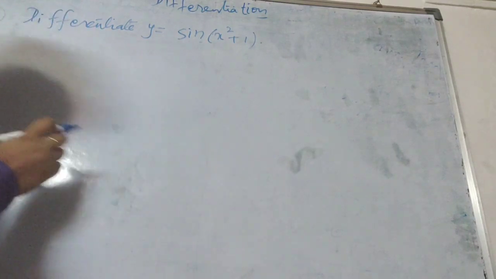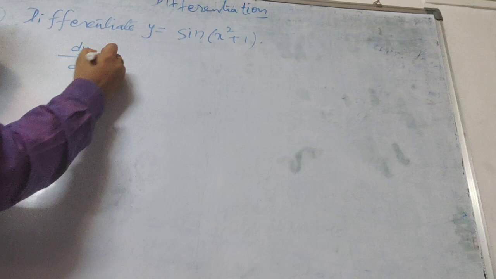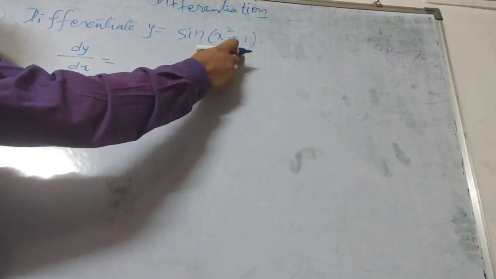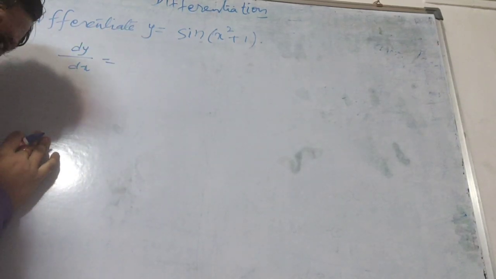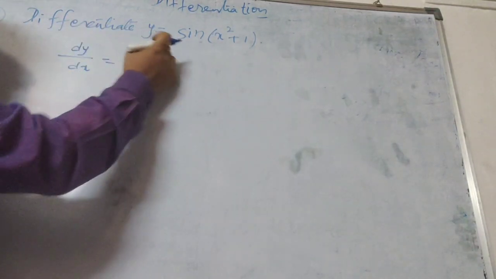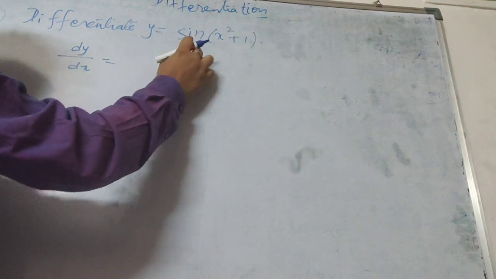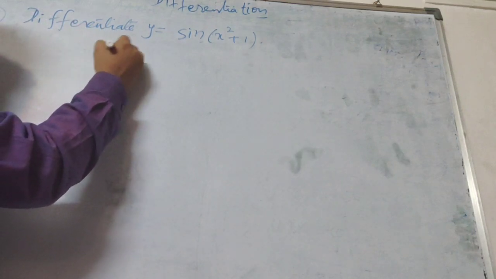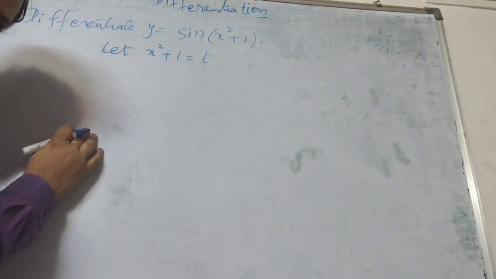Yeah, how to do problems like this? Students, it's very simple. What you have to do is use the chain rule. d by dx, y is equal to sine of x square plus 1. Either you can go for substitution also, or else directly use the chain formula, which is very simple also. You consider this x square plus 1 as one function. Okay, I'll go with the substitution, it's easy. Let x square plus 1 equals t.